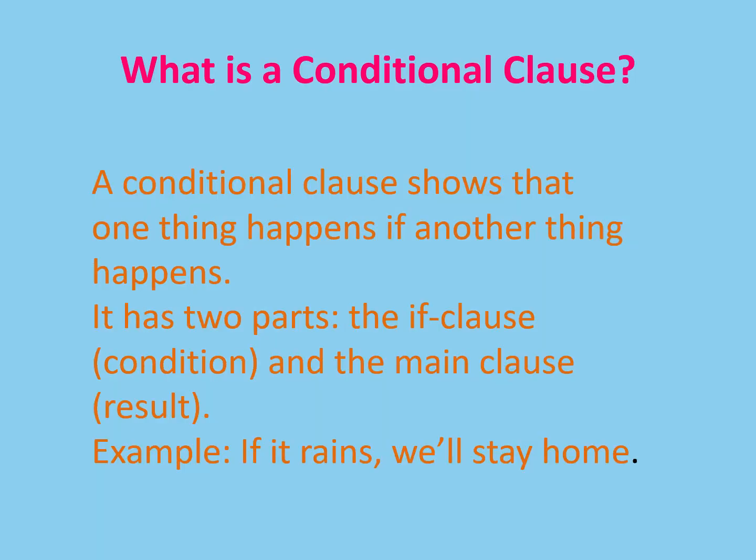A conditional clause is a type of sentence that shows a condition and its possible result. It has two parts. The first part, called the if clause, sets the condition. The second part, the main clause, tells us what happens if that condition is true. For example, if it rains, we'll stay home. Here, if it rains is the condition, and we'll stay home is the result. It's like saying, if this happens, then that will happen.